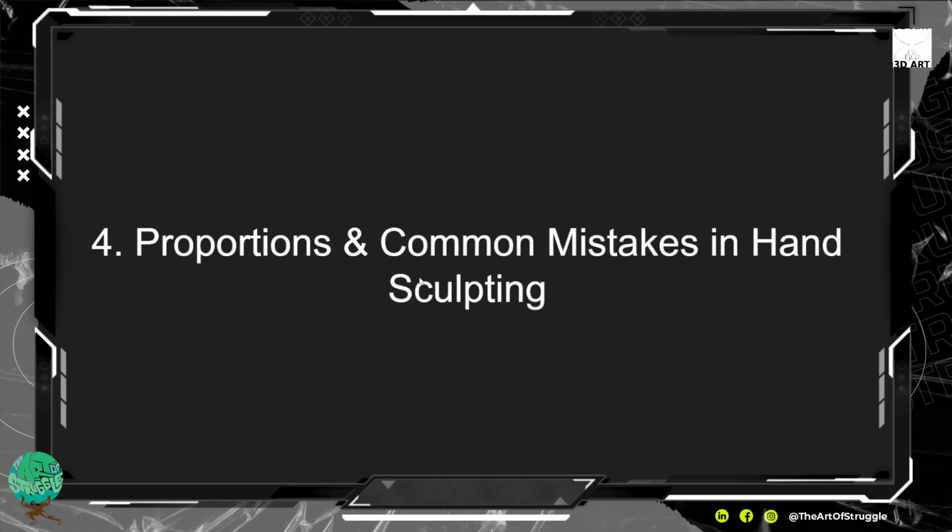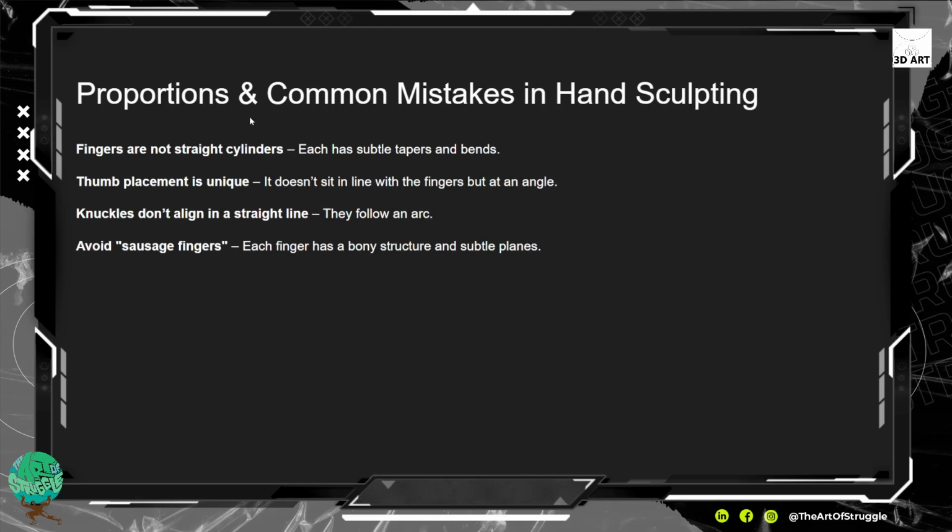I've already talked about some of this throughout the lecture, but I just wanted to drive that message home. All right, fingers are not straight cylinders. Each has a subtle taper and bends, right? They articulate. The thumb placement is unique. It doesn't sit in line with the fingers, but at an angle. Remember that. The knuckles don't align in a straight line. They follow an arc. We talked about that as well.